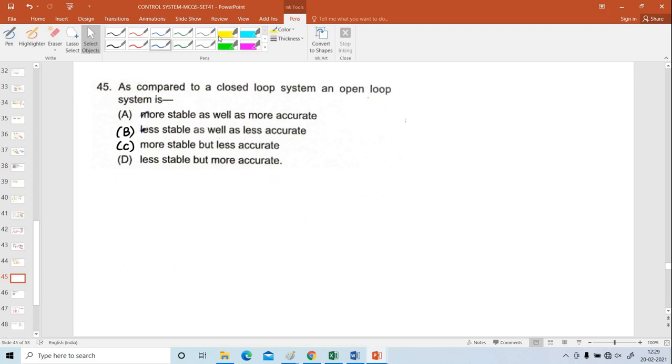Next, as compared to the closed loop system, an open loop system is more stable and less accurate than the closed loop system. Option C is the correct answer.